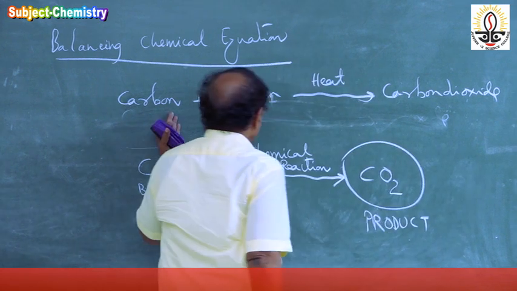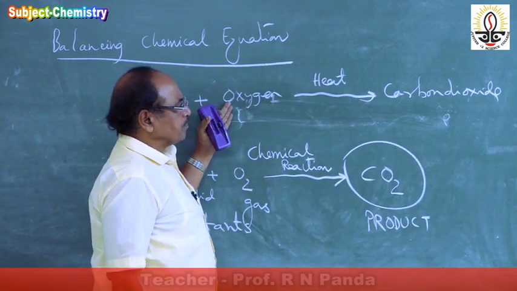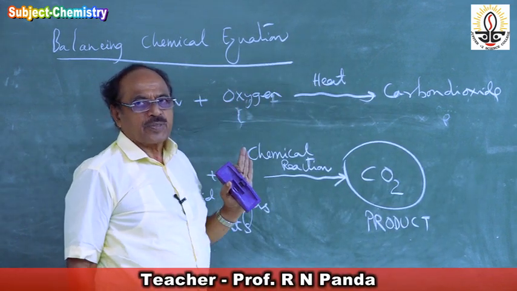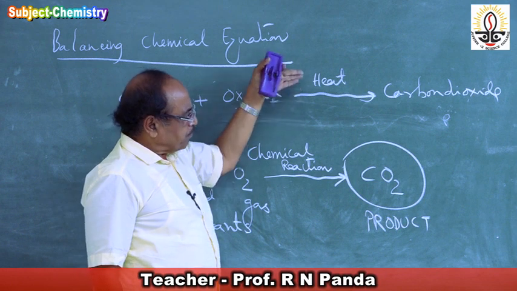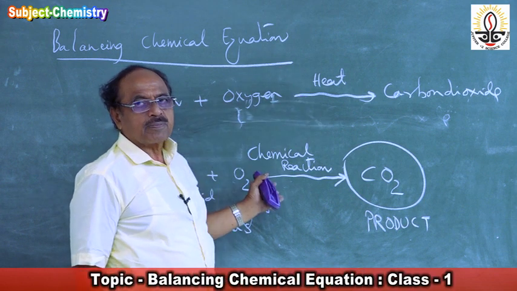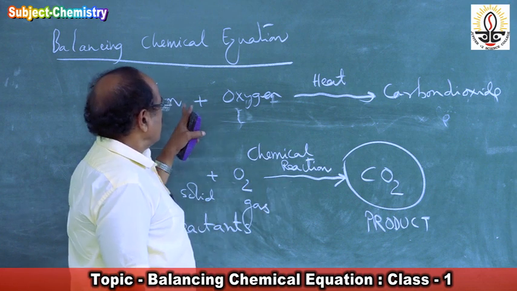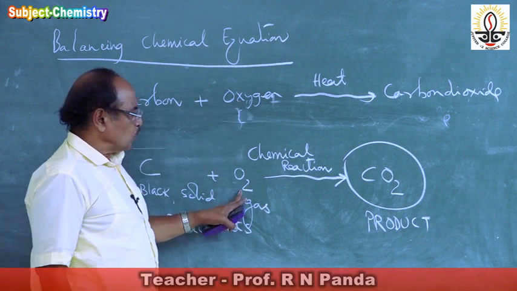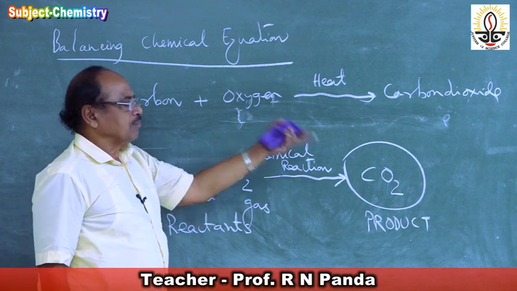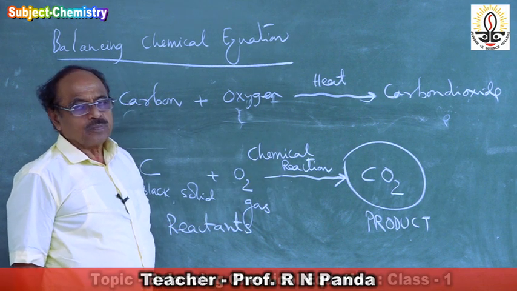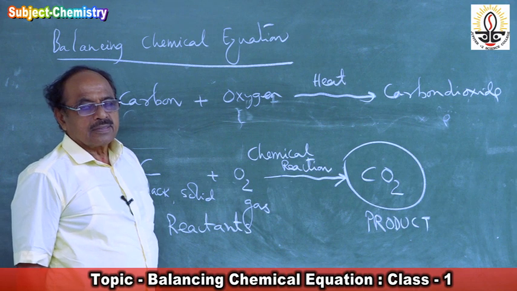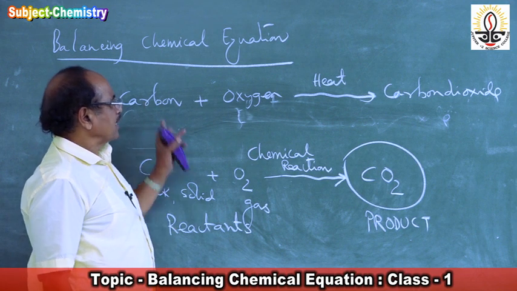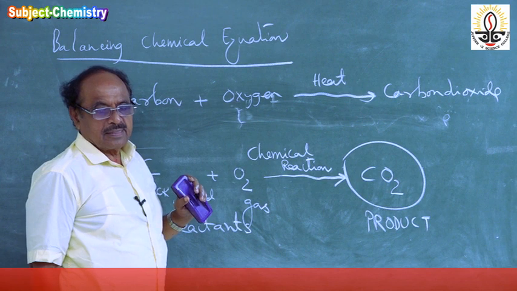We have expressed that carbon when heated with oxygen forms carbon dioxide. This is an expression. Now we want to explain this in terms of chemical language. So the symbol of carbon is C, symbol of oxygen gas is O2. They react to form carbon dioxide, CO2. So this is an expression which explains the chemical reaction.